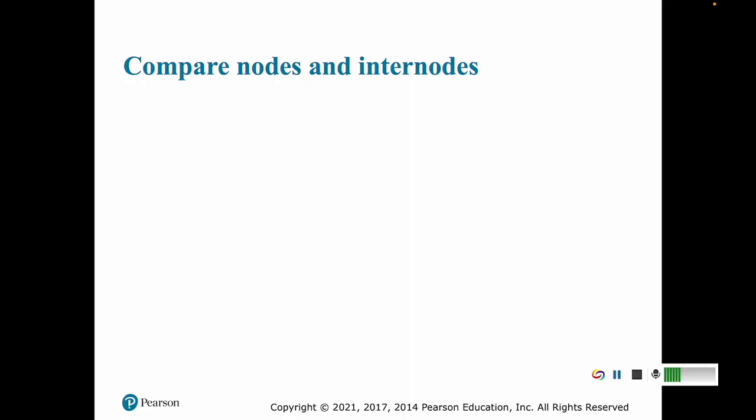Okay, what is the difference between a node and an internode?